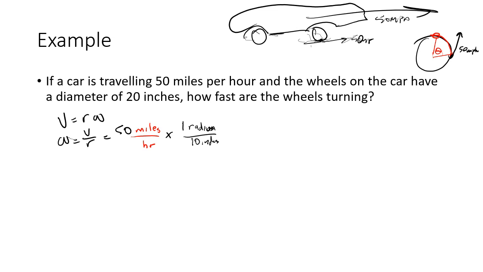So let's multiply this by our unit conversion to get into inches from miles. There are 5,280 feet in 1 mile. And then in one foot there are 12 inches.